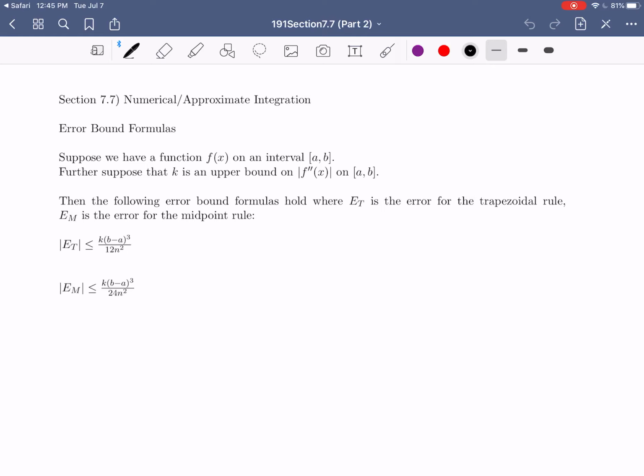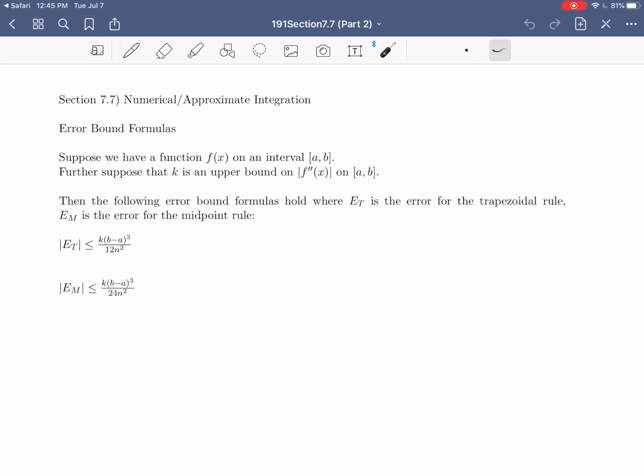In today's video, we're going to be continuing into section 7.7, which was our introduction into numerical or approximate integration. In the previous video, we introduced or sort of reviewed a couple major ways of approximating definite integrals, the left endpoint, right endpoint, and midpoint approximation. And we introduced one new approximate integration technique, the trapezoidal rule, all of which are different ways of trying to estimate a definite integral without actually having to find the antiderivative.